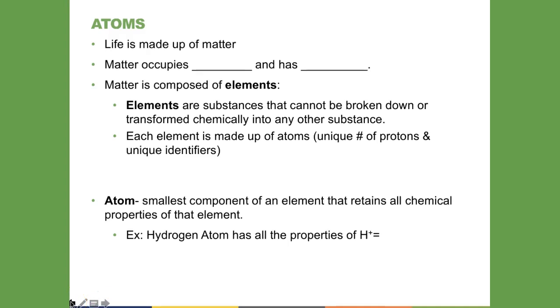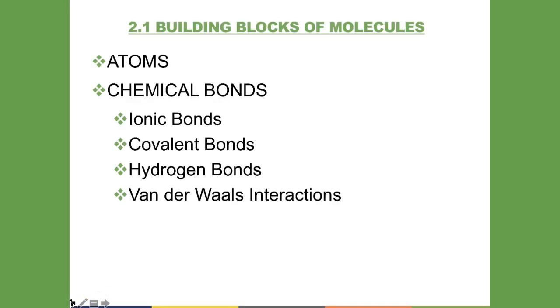So first things first, let's talk about what we're going to be covering today. We're going to be talking about atoms, which are the building blocks of molecules, and then we're going to be talking about the chemical bonds that atoms are involved with. There are 4 different kinds of chemical bonds: ionic bonds, covalent bonds, hydrogen bonds, and van der Waals interactions. Okay, 2 of these are a lot stronger than the other 2. So 2 of them are going to be considered strong bonds, and 2 of them are going to be considered the weaker bonds.